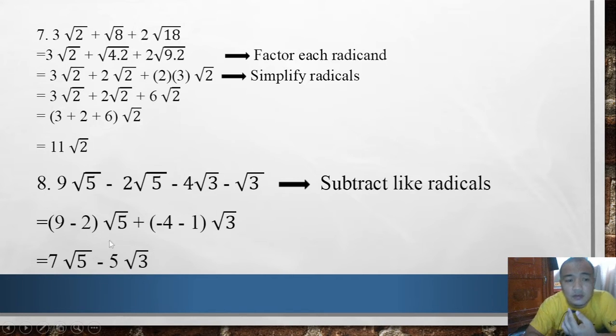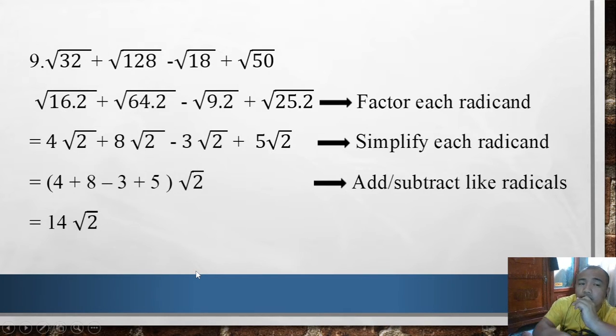And that ends our answer now. Hindi na pwedeng simplify because they are already unlike radicals. We have also here number 9. Square root of 32 plus square root of 128 minus square root of 18 plus square root of 50. Make these addends like radicals by factoring. 32 factors siya 16 times 2. Ito naman 128, 64 times 2, 18, 9 times 2, 50, 25 times 2.